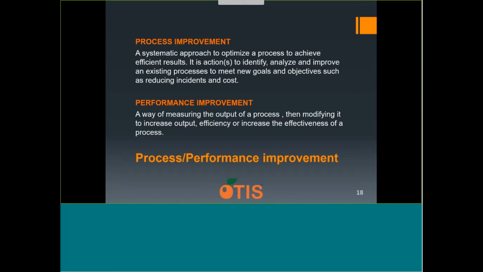And for performance improvement, it can be used for individuals and for organizations. And what I did here is I took an example of a definition for organizations. Basically, it's a way of measuring the output of a process, then modifying it to increase output, efficiency, or the effectiveness of a process. The idea is we're trying to be more efficient. We're trying to identify problems and fix them.